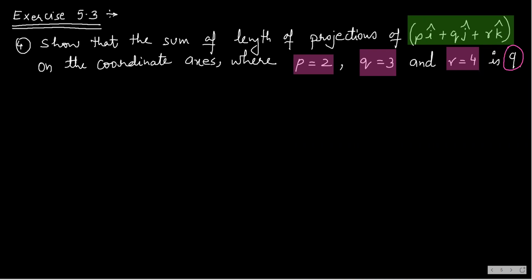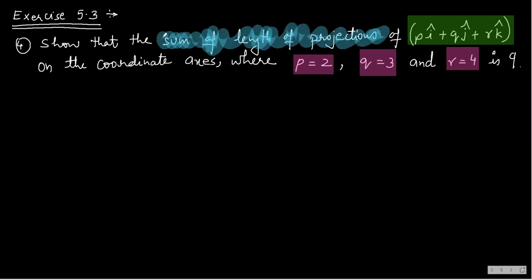Okay, what we have to show? We have to show here that sum of length of projections of this vector. You see this vector? So we have to project this vector where? On the coordinate axis.